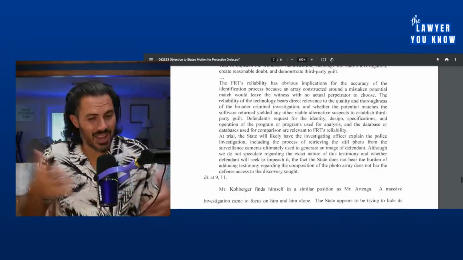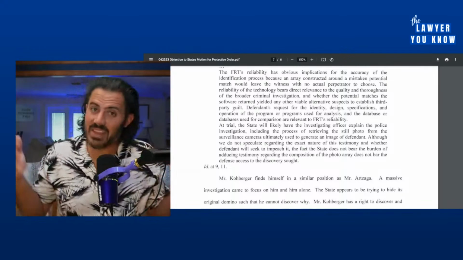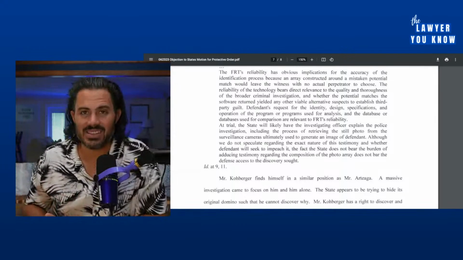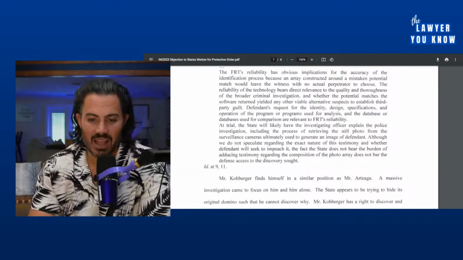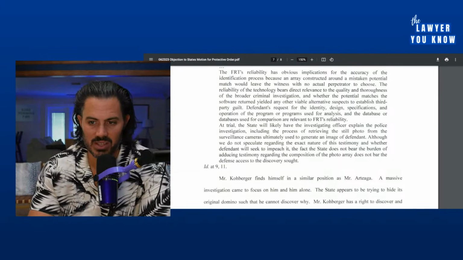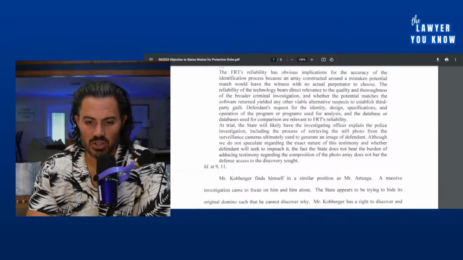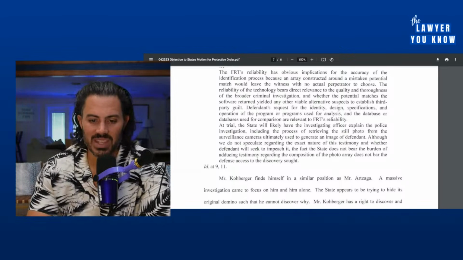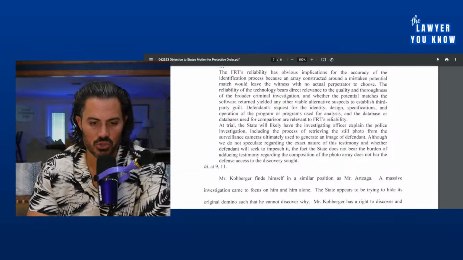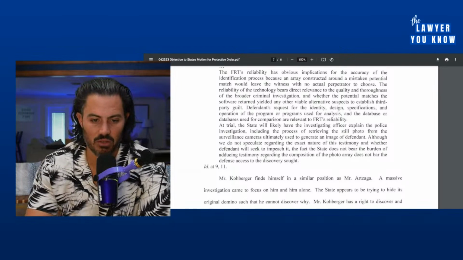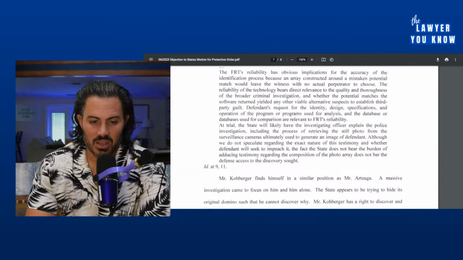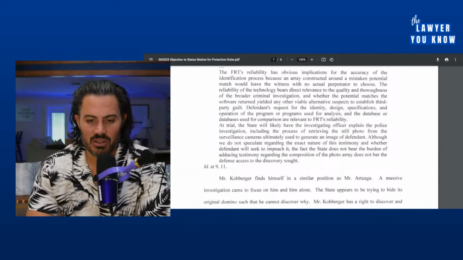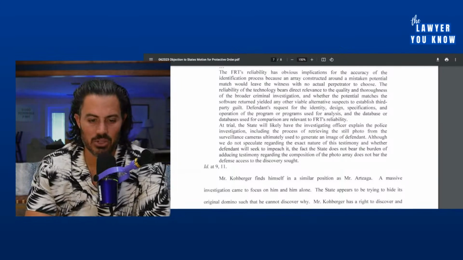guilt. Again, this is kind of where I land, is where this case is saying. Not that it's all going to happen, but that they should have access to the material because it could lead to one of those things. The FRT's reliability has obvious implications for the accuracy of the identification process because an array constructed around a mistaken potential match would leave the witness with no actual perpetrator to choose. The reliability of the technology bears relevance to the quality and thoroughness of the broader criminal investigation and whether the potential matches the software returned yielded any other viable alternative suspects to establish third-party guilt.